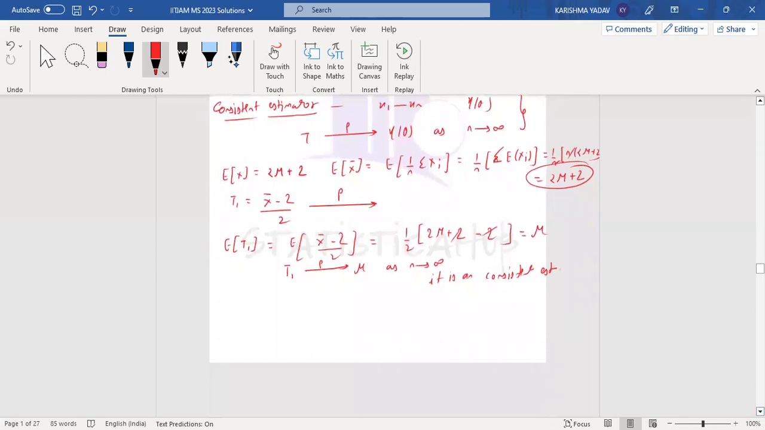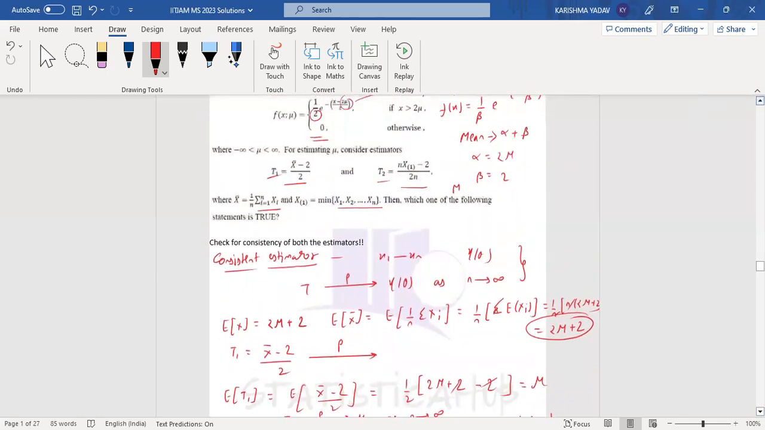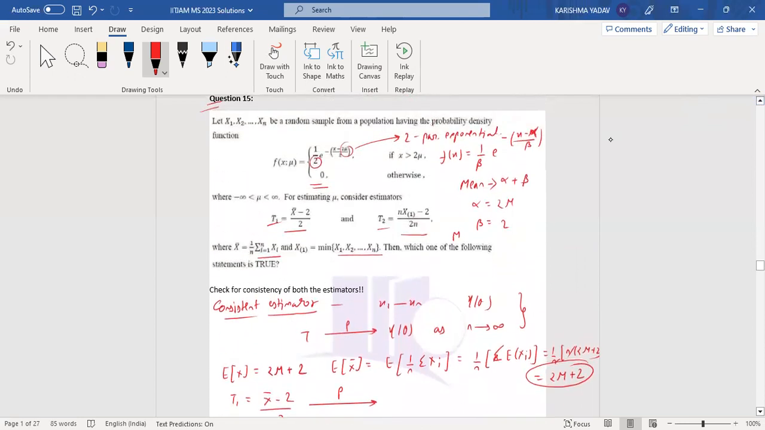Now let's check the other estimator, that is T2. My other estimator is T2 equal to (n x of 1 minus 2) upon 2n, where x1 is the minimum of x1, x2 to xn. For this part we'll use MLE because it will be very simple using MLE. So what will be the MLE of mu? For finding the MLE, as we can see, x here is depending on the parameter.